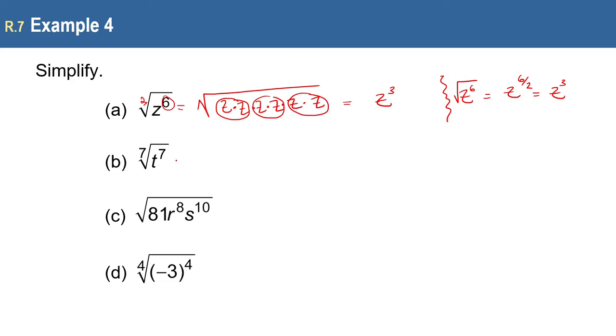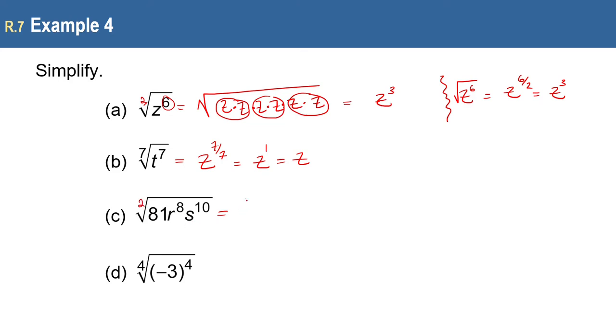For part B, we're going to use the same idea. This is equivalent to z raised to the 7 over 7, or I can say this is z to the 1, or just z.